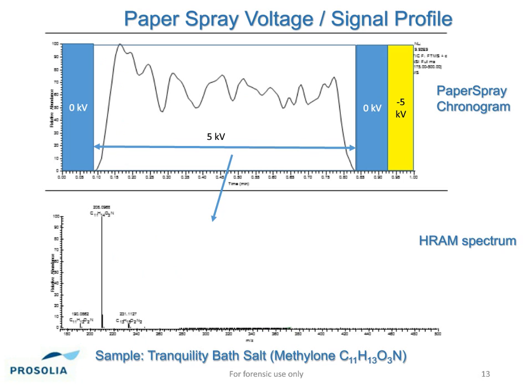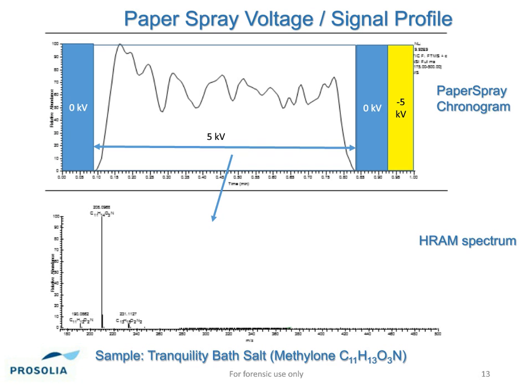The paper spray process, basically, this is what a paper spray chronogram would look like. As soon as the cartridge is moved in front of the mass spectrometer, there is a period of time in which we have no voltage applied, and that would be highlighted in the blue. When the voltage is applied to the cartridge, we see a signal, and that is, of course, the middle region, and the signal was generated after placing 5 kV on the cartridge.